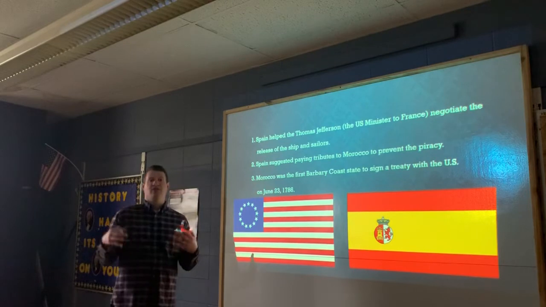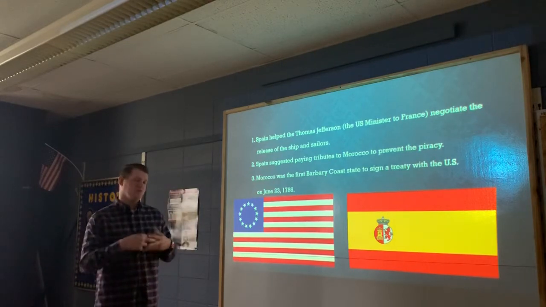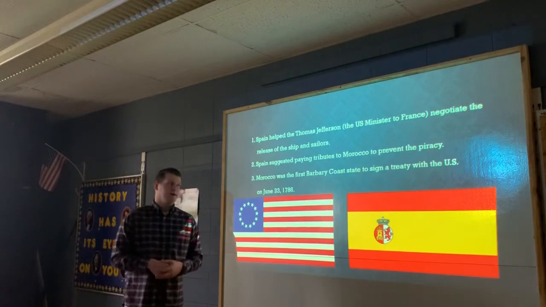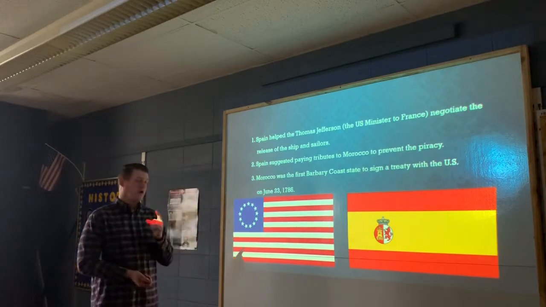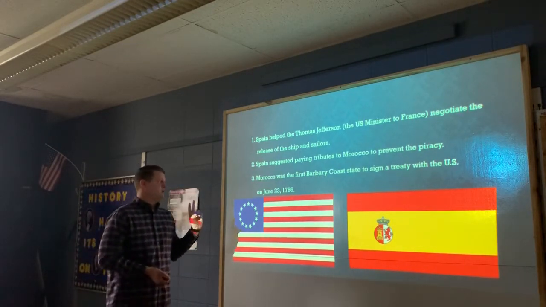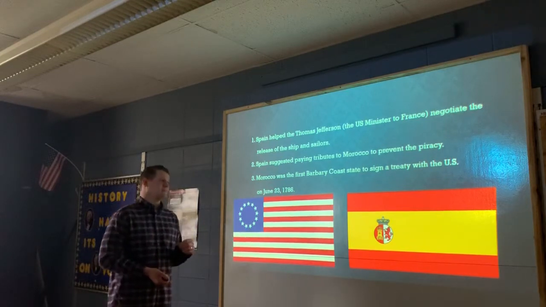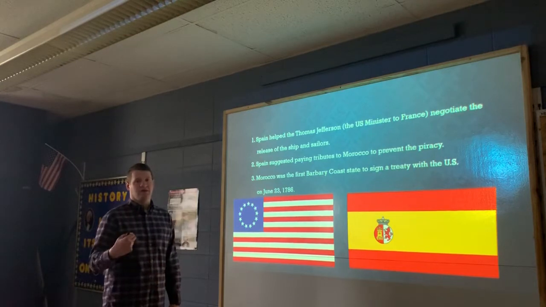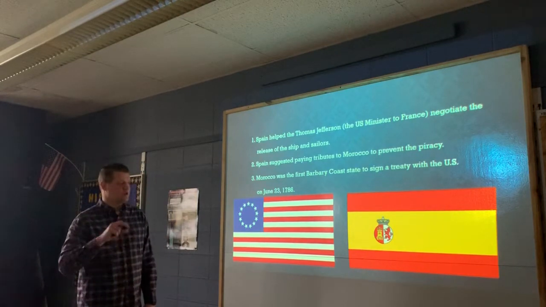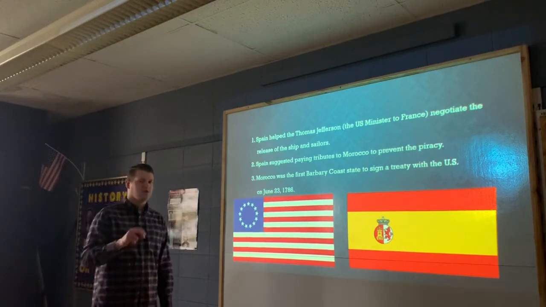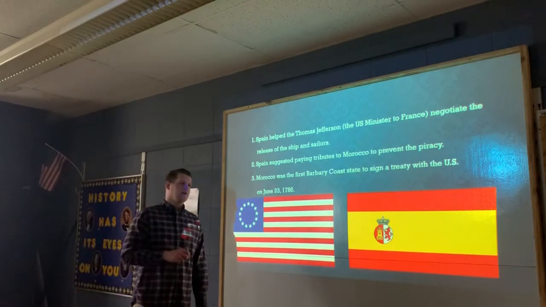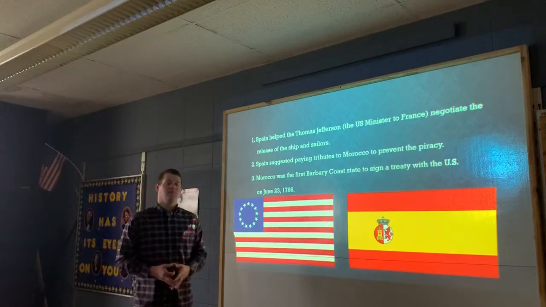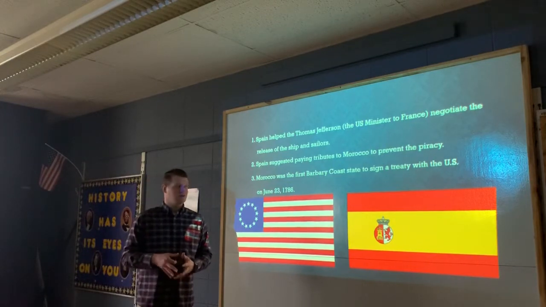So the pirates would say, if you pay us this money, we won't attack your vessels and your ships will have safe passage. So Spain suggested doing the same with Morocco, which is only one of the four countries. But Morocco was the first Barbary Coast state to sign a treaty with the U.S., June 23rd, 1786. After Thomas Jefferson negotiated the release of the ship and the sailors with the help of Spain, Spain suggested paying this tribute money, and Morocco becomes the first Barbary state to sign a treaty with the U.S.